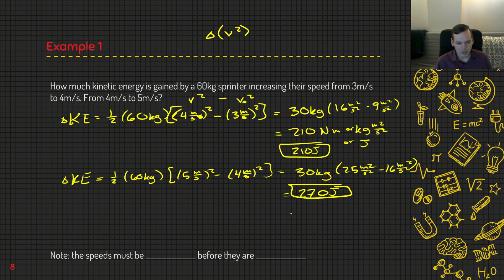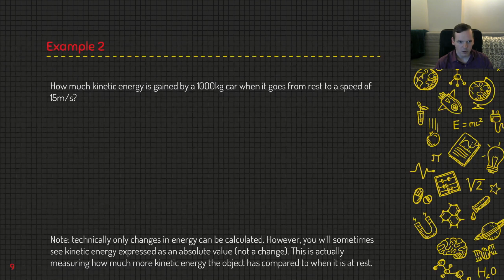And that points out that they must be squared before they are subtracted. I know it's a little hard to read, but again, you do the squaring before you do the subtraction. So, as another question, here's what you'll see.